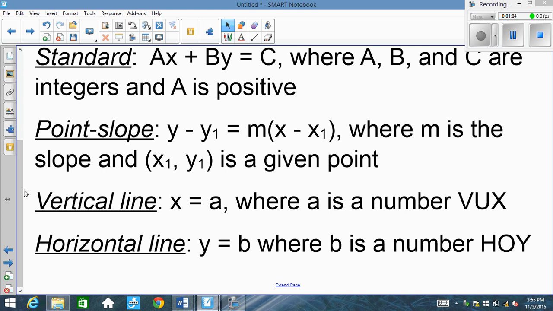We have the vertical line where x, the variable, equals a, where a is a number. Remember bucks. And we have a horizontal line where y equals b, where b is a number. Think hoy.